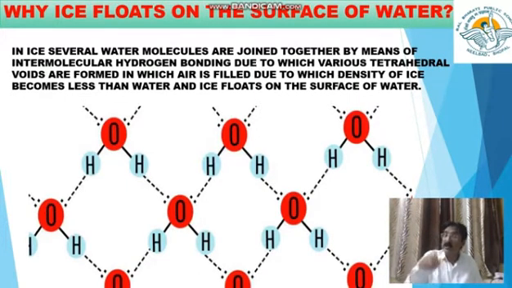Due to the filling of this air, the density of ice becomes less than water, although ice is the solid state of water and water is the liquid state. So, due to air filling inside the tetrahedral voids, the density of ice becomes less than water, ice becomes lighter than water, and ice floats on the surface of water. We will see this by performing the experiment.